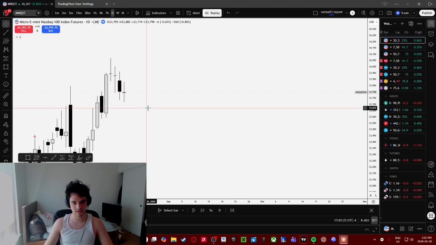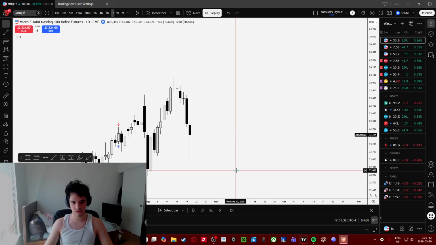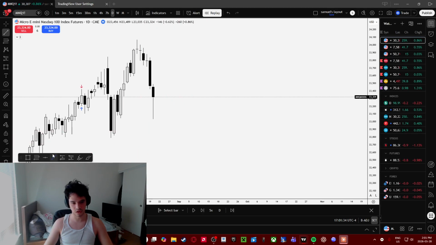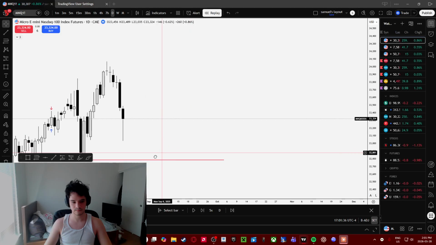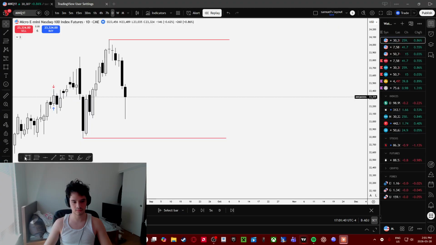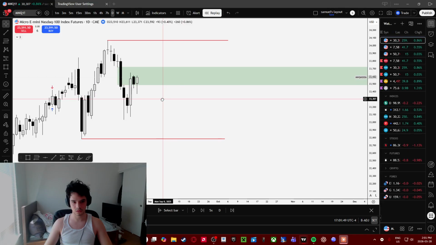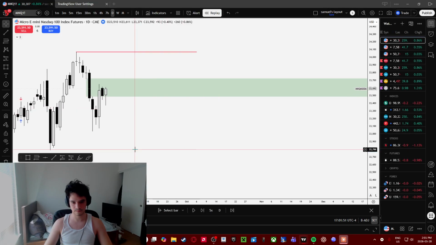So we're seeing this as a consolidation and we want a manipulation of the higher low. And we break downwards. So we have our new range. And we wait for manipulation or reach into this fair value gap. We reach the fair value gap. We see what phase of price plays out here.